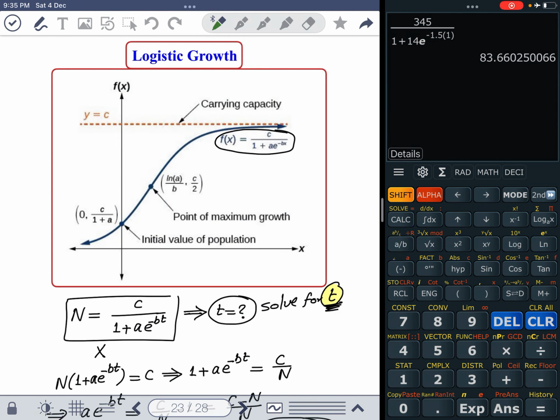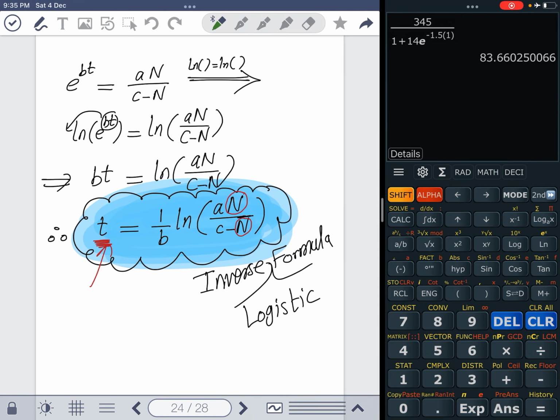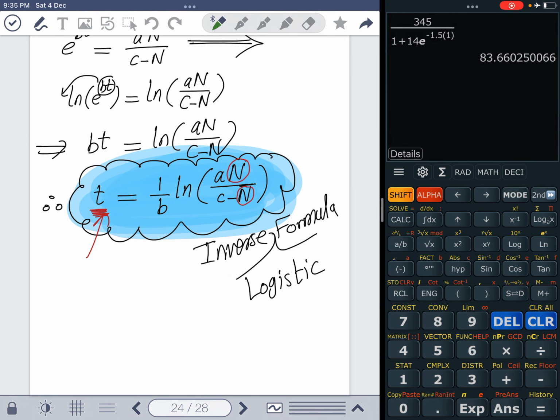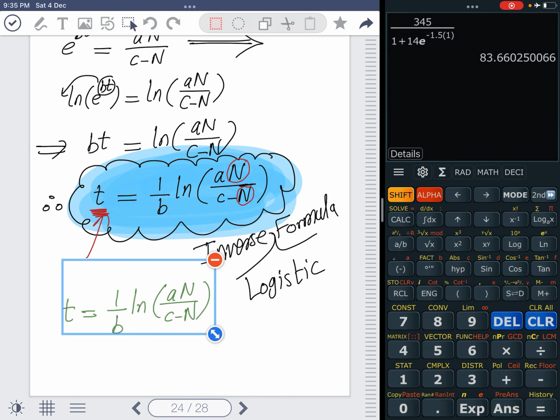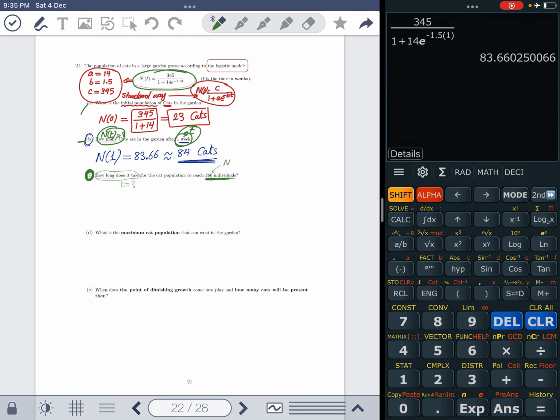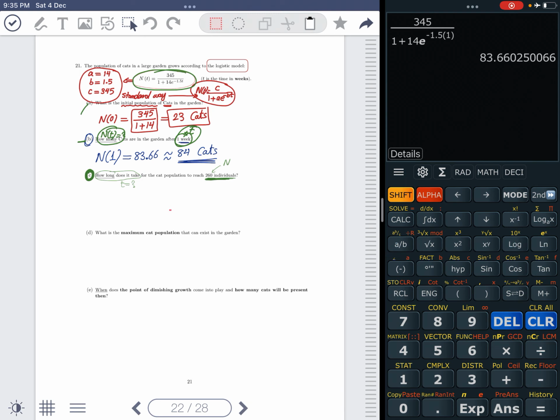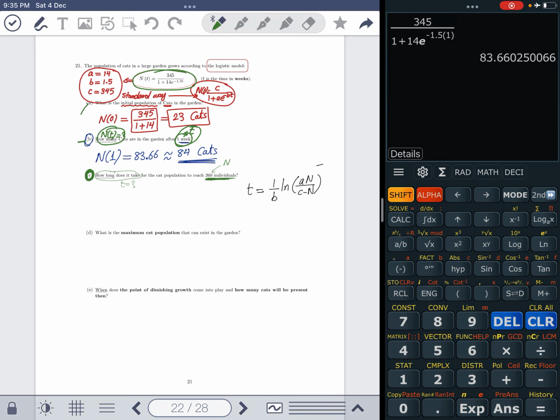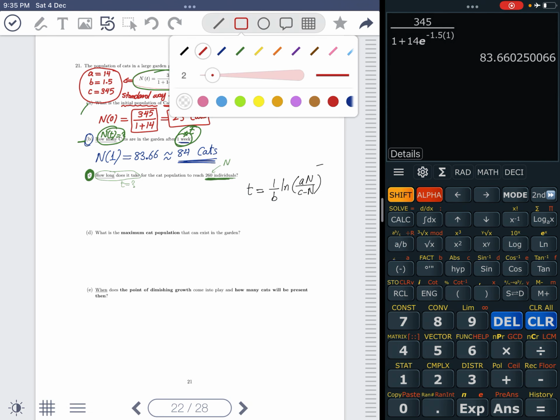So you just go back to what we did here, the inverse logistic formula, and say the time will be 1 over B times ln of n over C minus n. Let's take this part and copy it. I'm going to put it here. This is the formula, so just keep it for our reference. We will just keep it here.